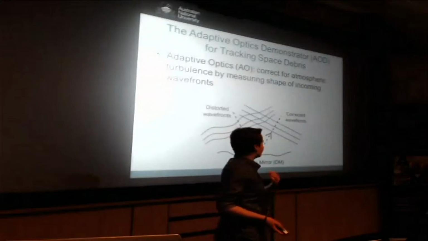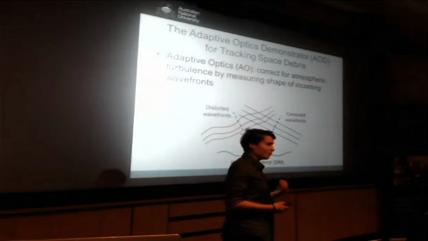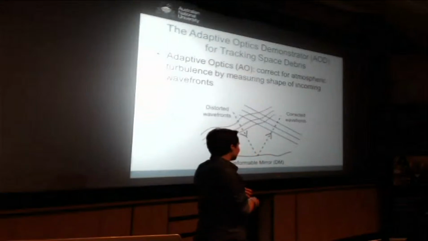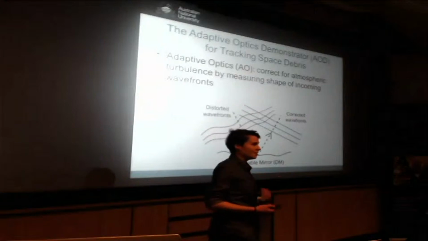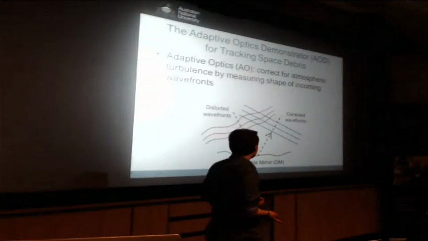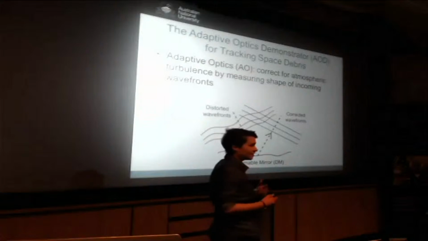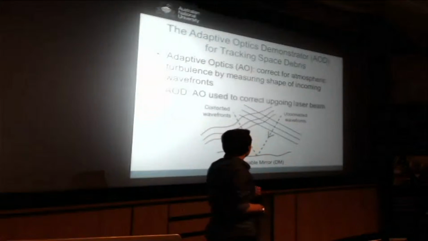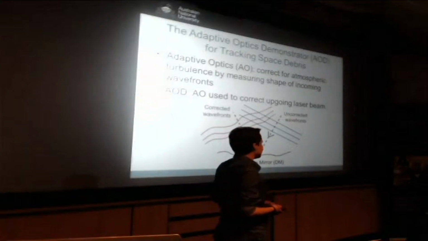Adaptive optics systems are typically used to correct the atmospheric distortions by measuring the shape of incoming distorted wavefronts. This is a very simplified diagram of the adaptive optics systems that might be used in an instrument such as a telescope to correct the images of objects such as galaxies. A deformable mirror is used to correct the shape of this distorted incoming wavefront, thus resulting in nice, smooth, flat wavefronts.